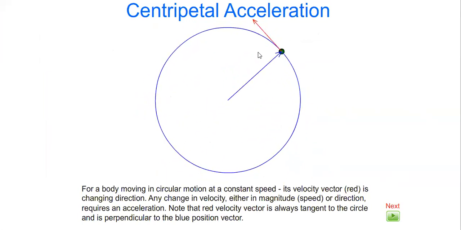I use the term speed as the scalar because, as you can see, its velocity vector in the red is continually changing its direction. So even though the magnitude has not changed once, its direction is continuously changing, so therefore its velocity is continually changing.